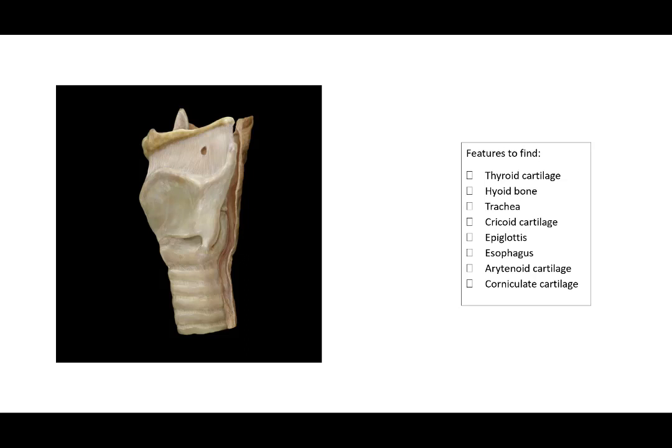On this slide, we can now see there's a couple more ligaments. We have the epiglottis, we have the hyoid bone, we have the thyroid cartilage, we have the cricoid cartilage. We can actually see the esophagus right behind it, and this here is the trachea.